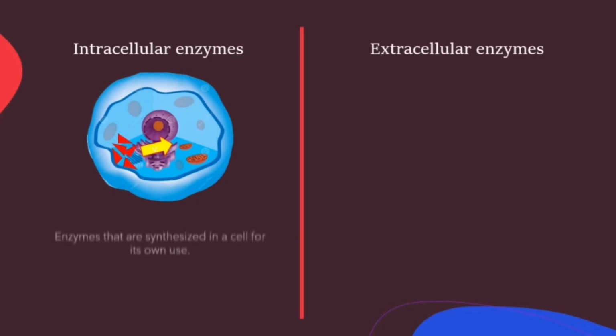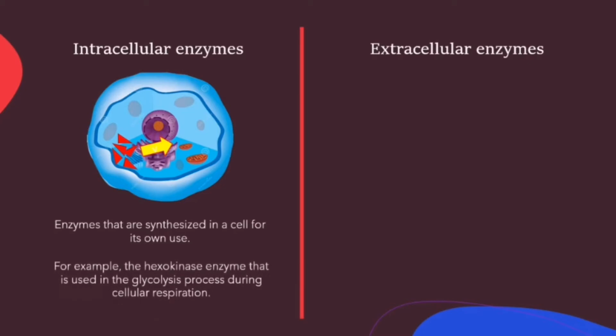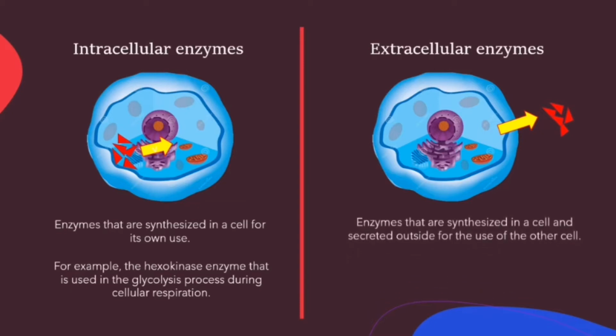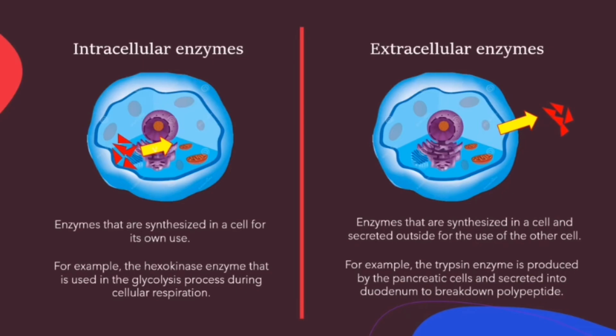On the other hand, extracellular enzymes are the enzymes that are produced by the cell and will be secreted for the use of the other cells. For example, trypsin is produced by the pancreatic cell and will be secreted to the duodenum for the breakdown of the polypeptide.